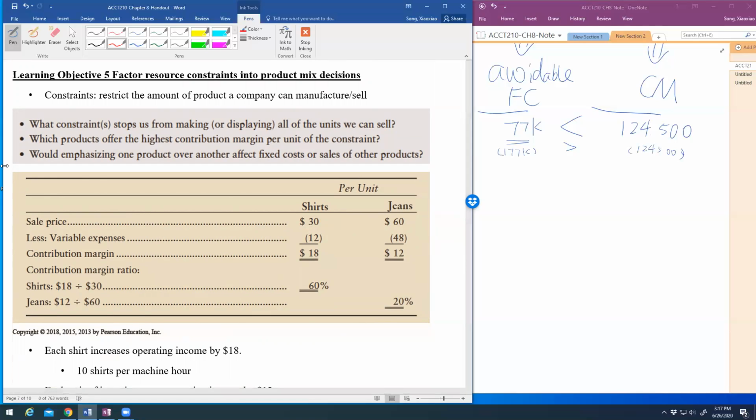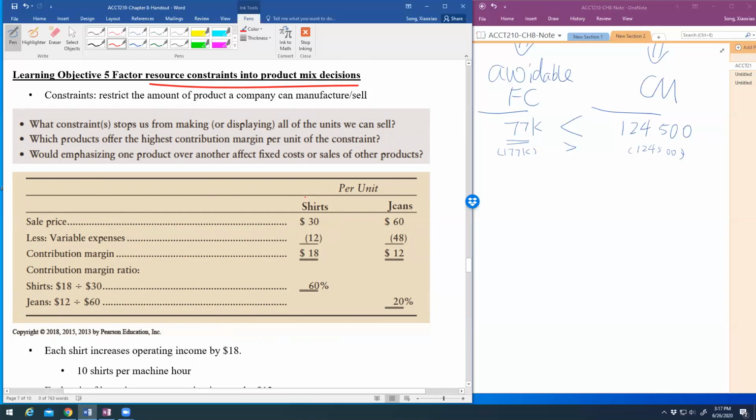Next, we talk about this one very briefly, and then maybe we do an example together later. Scenario 3 asks: which product should we focus on if we have a resource constraint? That is, a resource constraint in the product mix. So let's look at this question, and then I'll let you think about the logic.